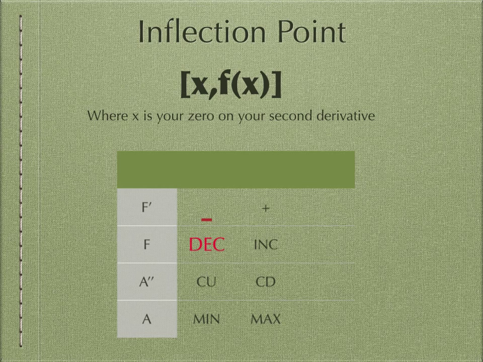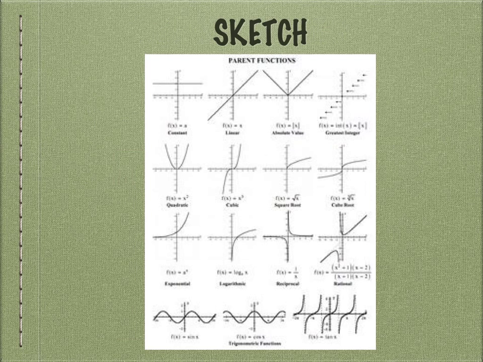Okay, the inflection points are the zeros of your second derivative and the f of those zeros. So you get an x and y value in your 2D coordinate graph for your inflection points. The last step would be sketch.